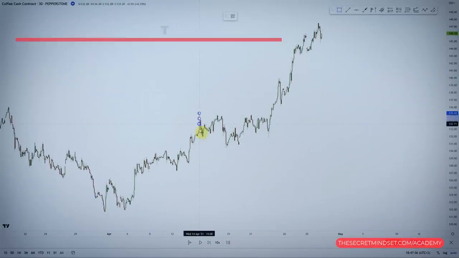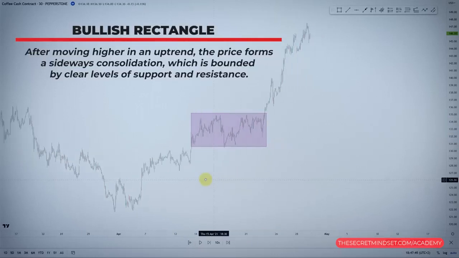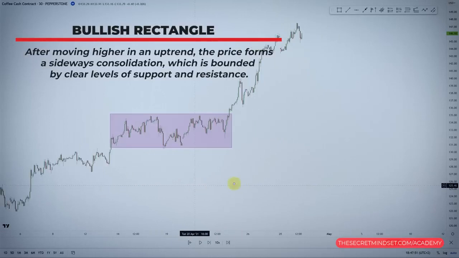A bullish rectangle occurs when, after moving higher in an uptrend, the price forms a sideways consolidation, which is bounded by clear levels of support and resistance. The area of consolidation resembles a box.